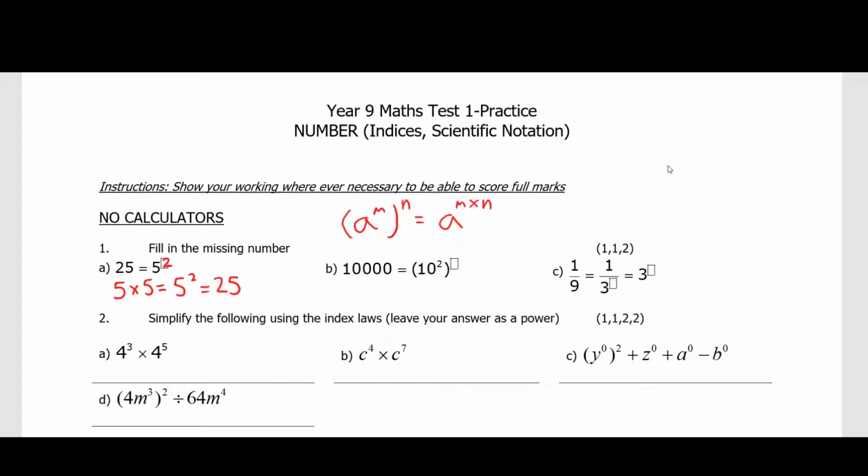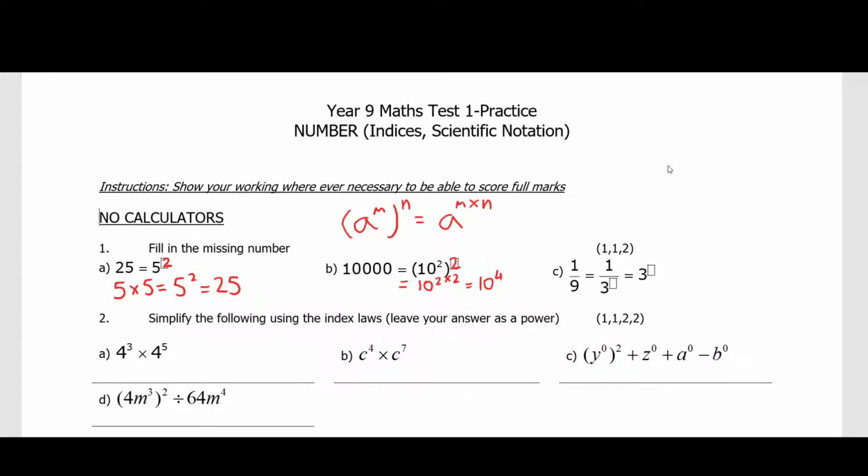Okay, so here I'm going to have a guess. All right, I'm going to put 2 in. So I put 2 in here, and let's have a look what happens. That's going to be 10 to the 2 times 2, which is 10 to the power of 4.